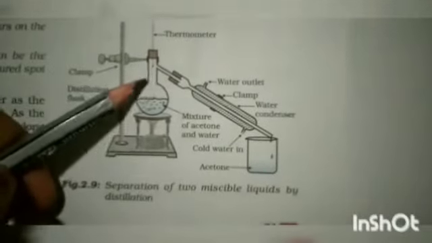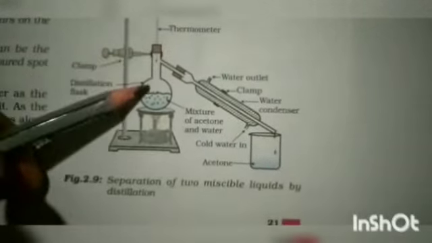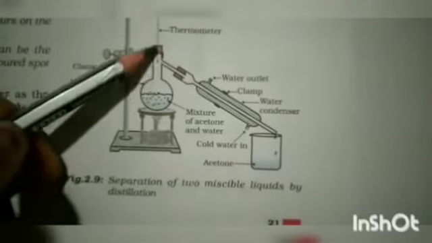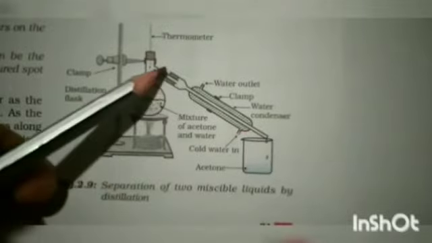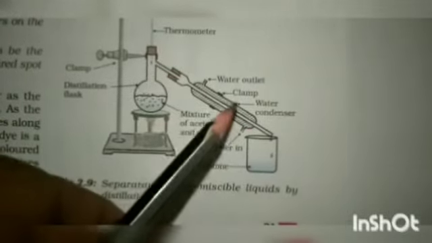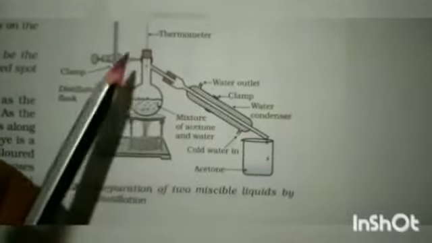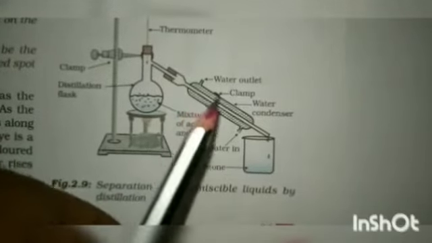When you heat this mixture of acetone and water, all the acetone will vaporize. It will vaporize, and all these vapors will go into this condenser chamber. Here in this condenser, the vapor molecules are condensed into liquids.